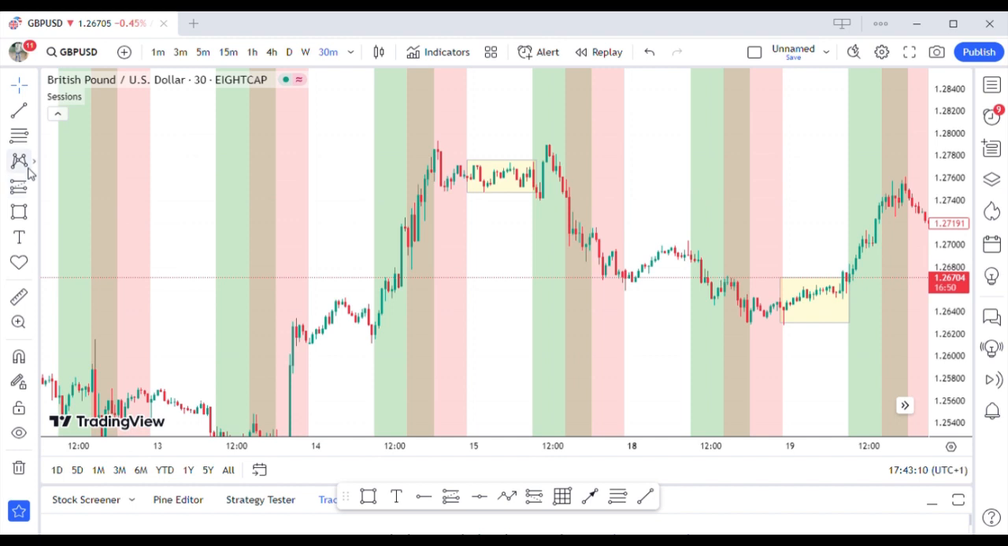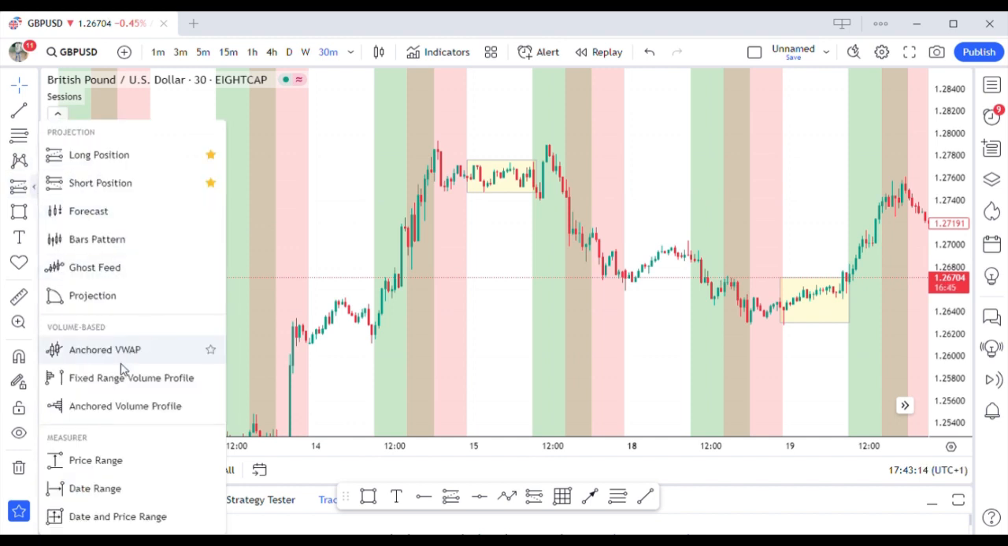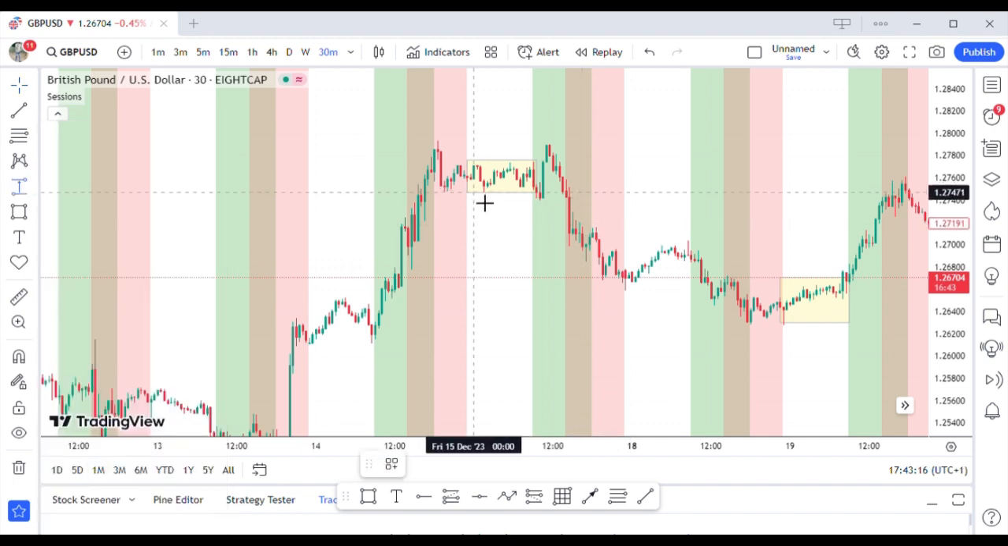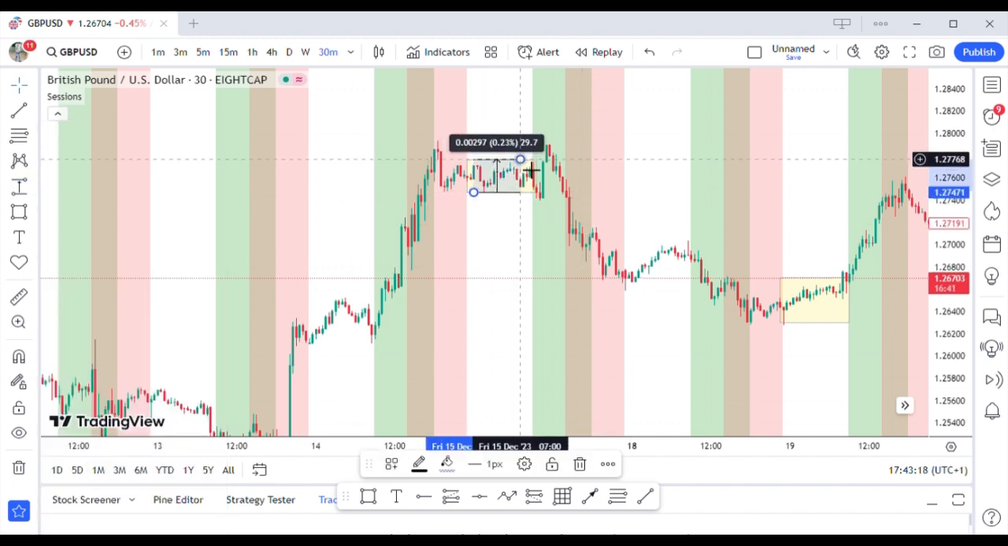Let me just find my price range. So my price range is going to be here. So price range, let me just measure it. You can see it's just about 29.7 pips. Hope you guys can see.